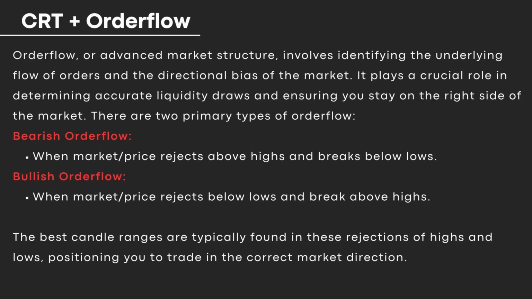Next up we've got bullish order flow, and in this kind of order flow price is consistently rejecting below lows and breaking above highs. Price is making higher highs and higher lows, and your drawn liquidity and directional bias is higher. And your objective would be to make bullish narratives and look for bullish candle ranges in the direction of the drawn liquidity and not against it. Now the best candle ranges or CRT are typically formed in the rejection of highs and lows.